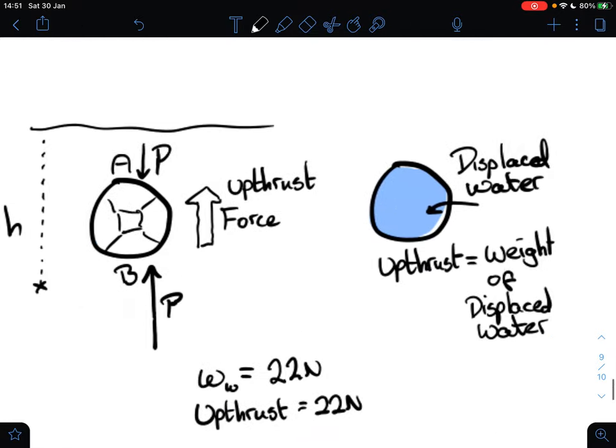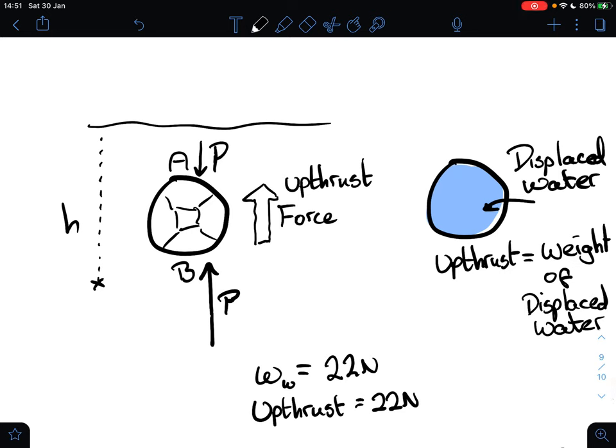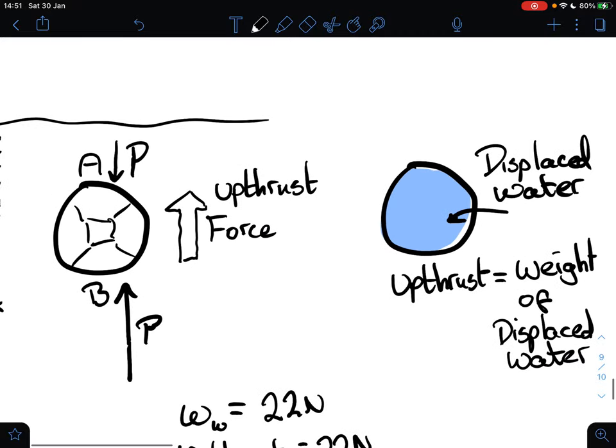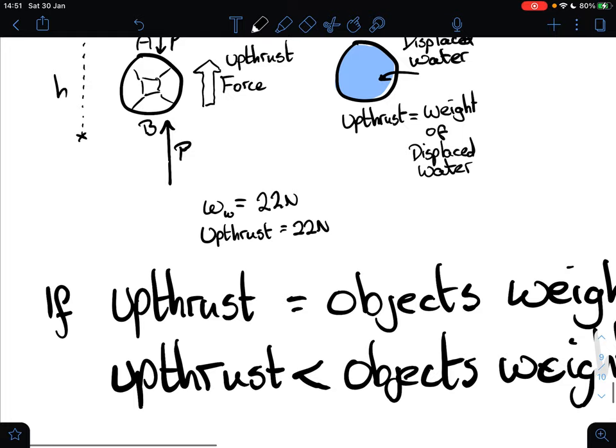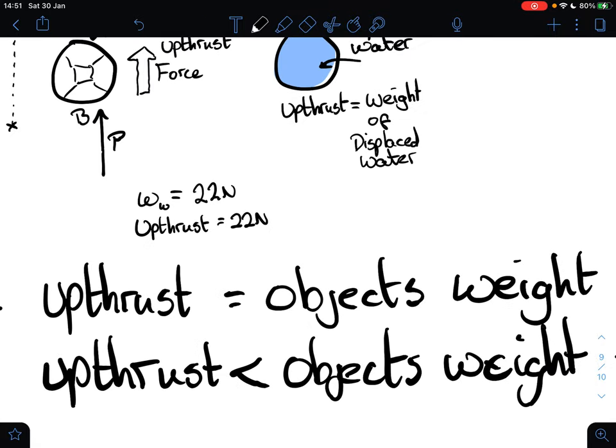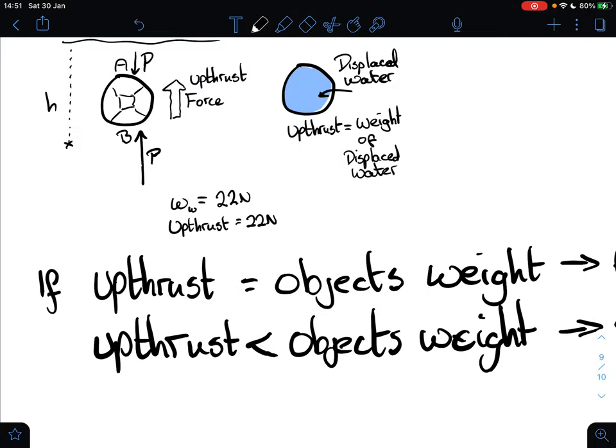To recap, the force at the top of the object is smaller than the force at the bottom of the object. The difference creates an upthrust force. The amount of displaced water by the object is equal to the upthrust. So if you find the weight of the displaced water, you can find the upthrust acting on it. If the upthrust generated is equal to the weight of the object, then it will float. If it is smaller than the weight of the object, it will sink.